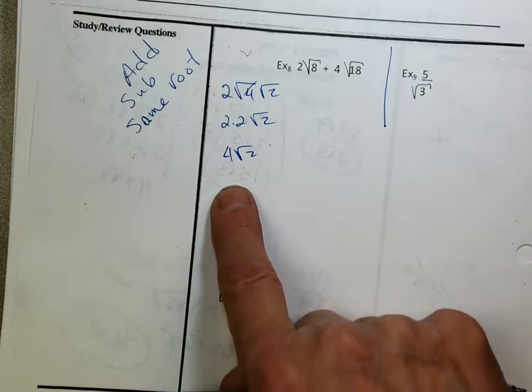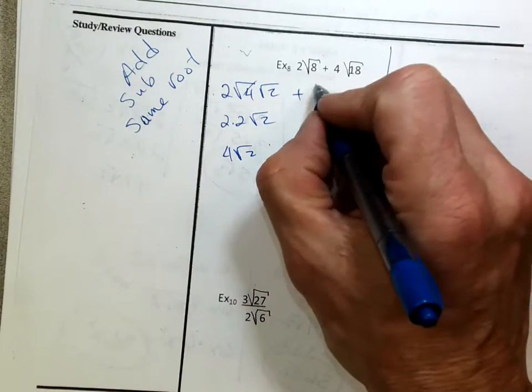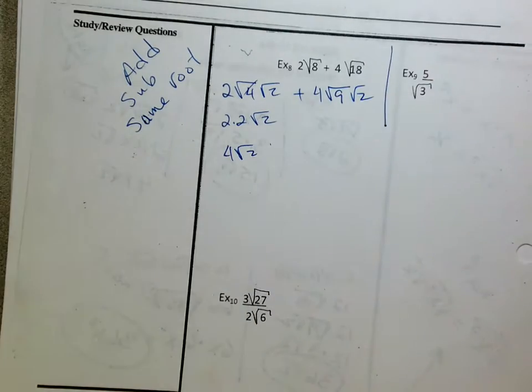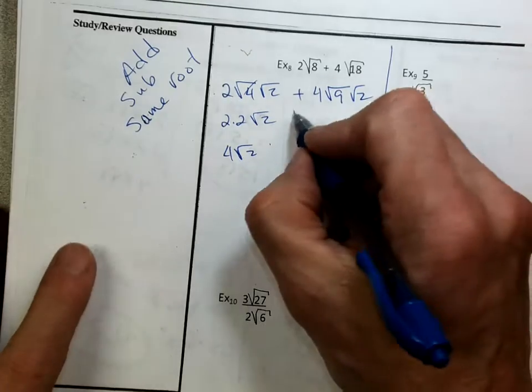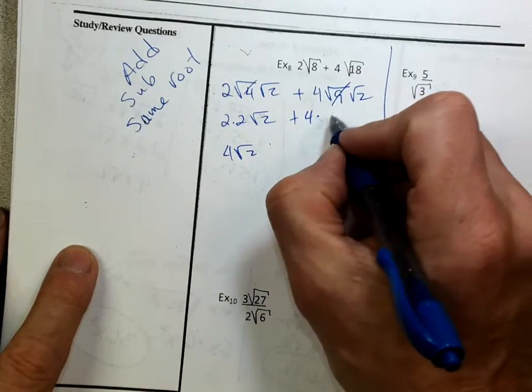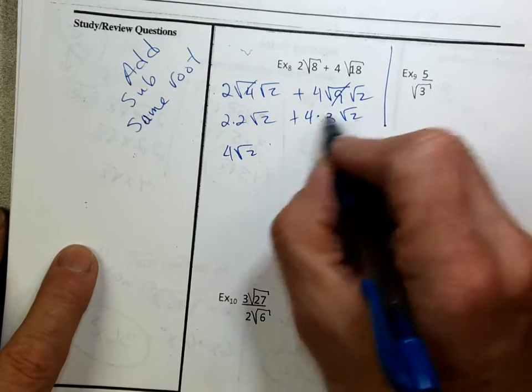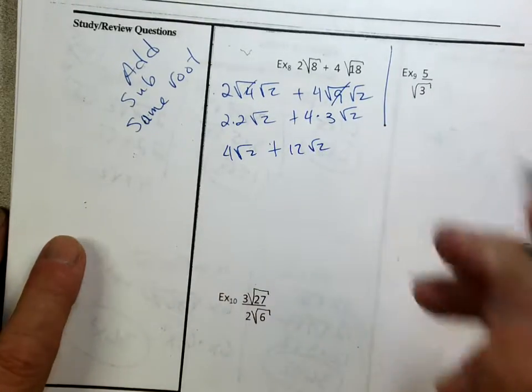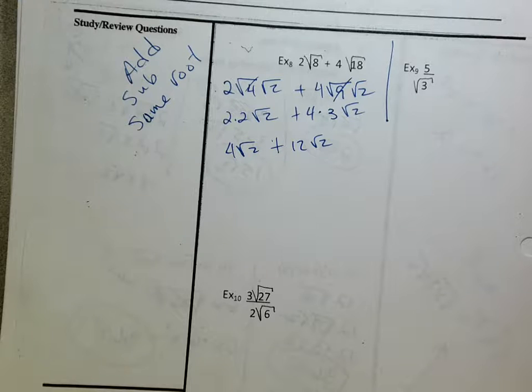Okay. Now the second part of this, let's break down the 18. So the 18, let's use 9 and 2, right? Square root of 9 is 3. Square root of 2. 4 times 3 is 12. And now they are the same. And once they're the same, we can add them.